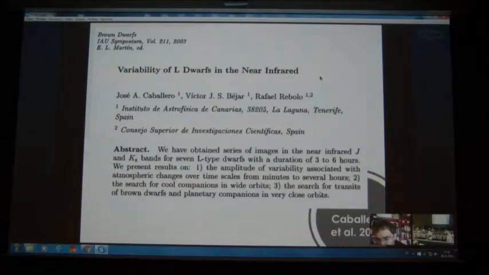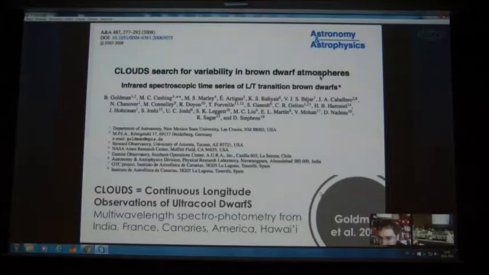We studied more. This was the first publication in a conference on the investigation of variability of L-dwarfs in the near-infrared. It was in a conference in Hawaii, which was held in 2002. We continued our project, and eventually we could not find any transit, but what we could see is the intrinsic photometric variability of the atmospheres of the L-dwarfs, especially of the late L-dwarfs, close to the transition between L-dwarfs and T-dwarfs.